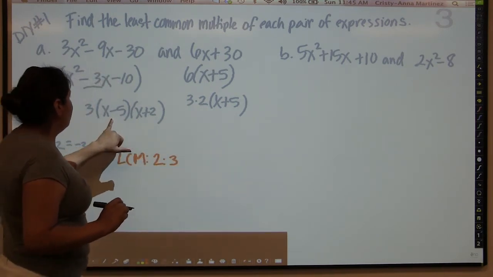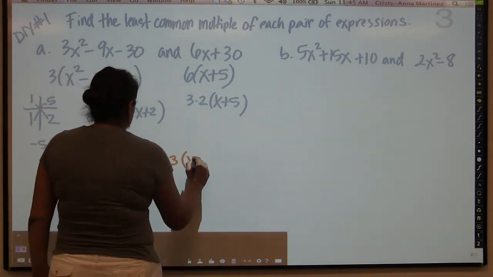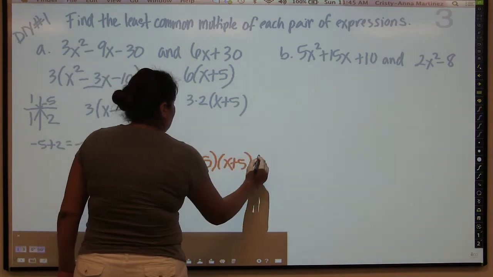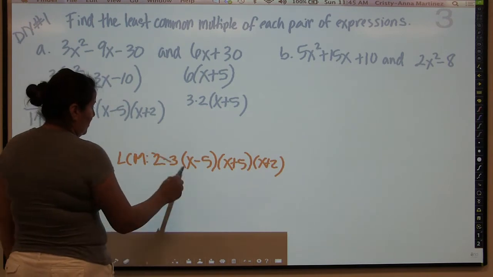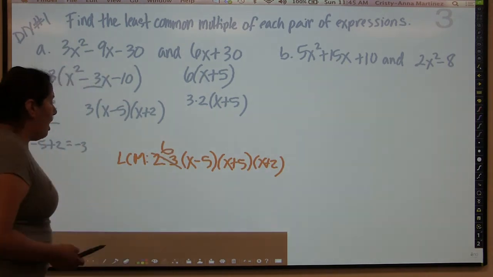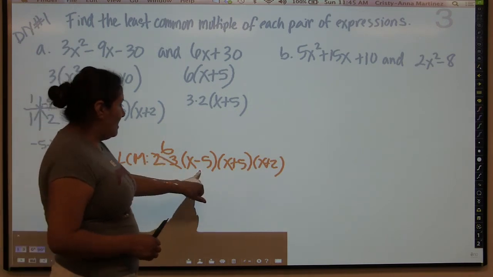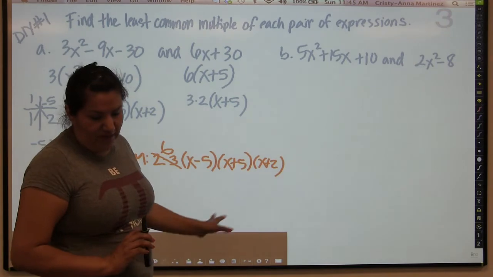You have an x minus 5. You have an x plus 5 and an x plus 2. So x minus 5, x plus 5, and x plus 2. And then lastly, you want to combine this to a 6. So your least common multiple for part A is 6 times x minus 5 times x plus 5 times x plus 2. All of that.